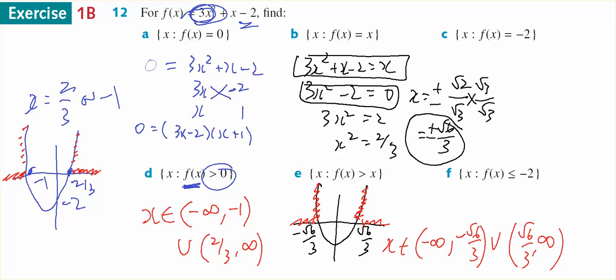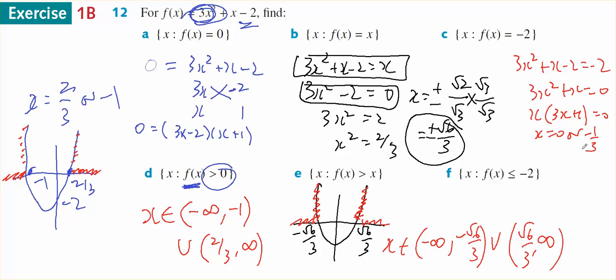Okay, so in the third example, when does f(x) equal negative 2? So I've got 3x squared plus x minus 2 equals negative 2, which is the same as 3x squared plus x equals 0. Take x out as a common factor and I have x(3x plus 1). Therefore x equals 0 or negative 1/3. So that's my answer to part C: x equals 0 or negative 1/3.